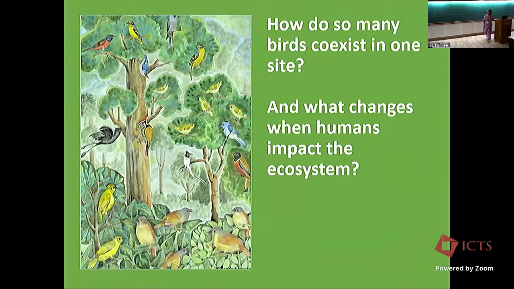So the more theoretical questions that this can be related to are to understand how do so many birds actually coexist in a given site. Because there are so many questions in ecology, this is one of the central questions about biodiversity. How is biodiversity maintained? And how does that balance change when humans impact the ecosystem? So that is a central question that we are looking at.